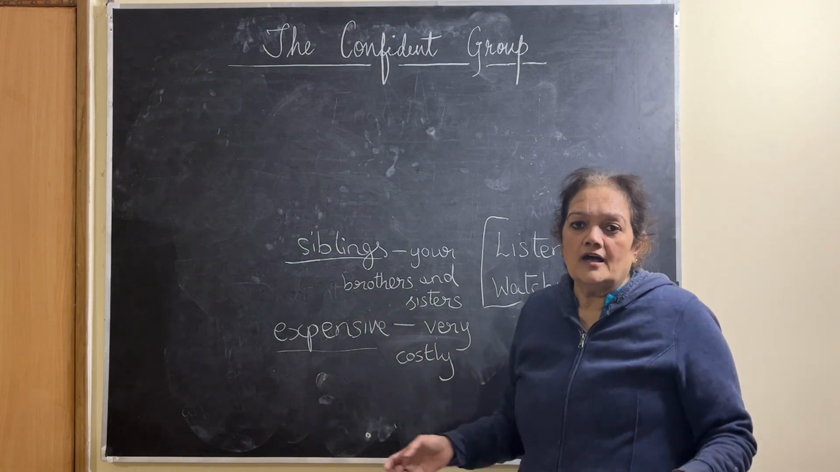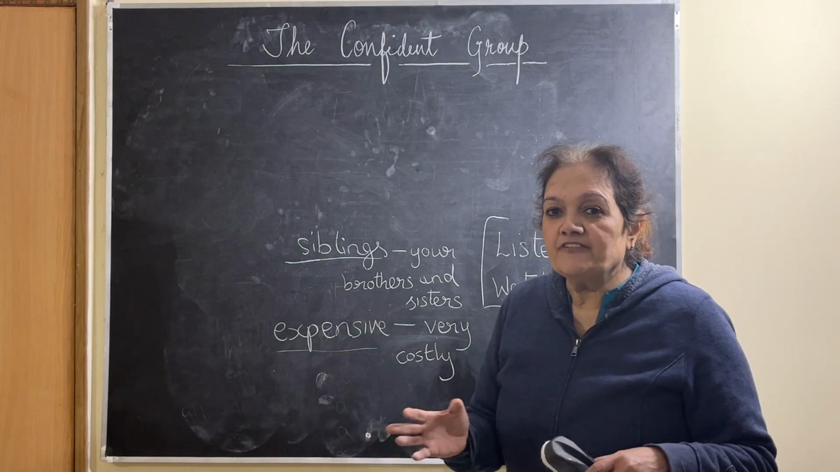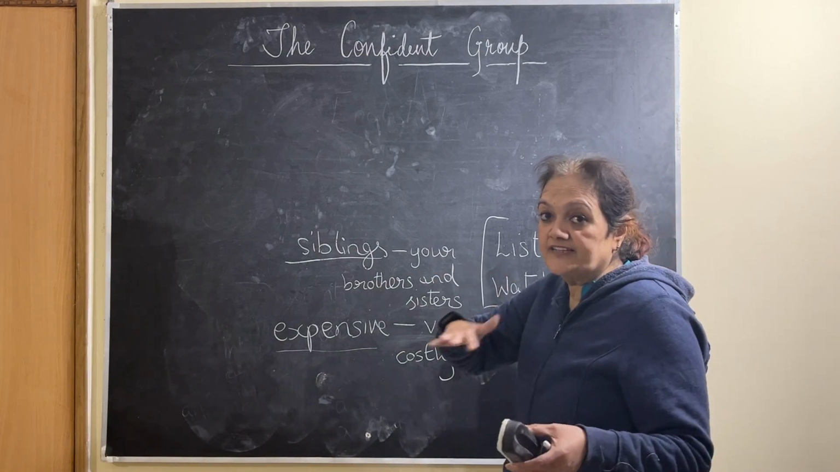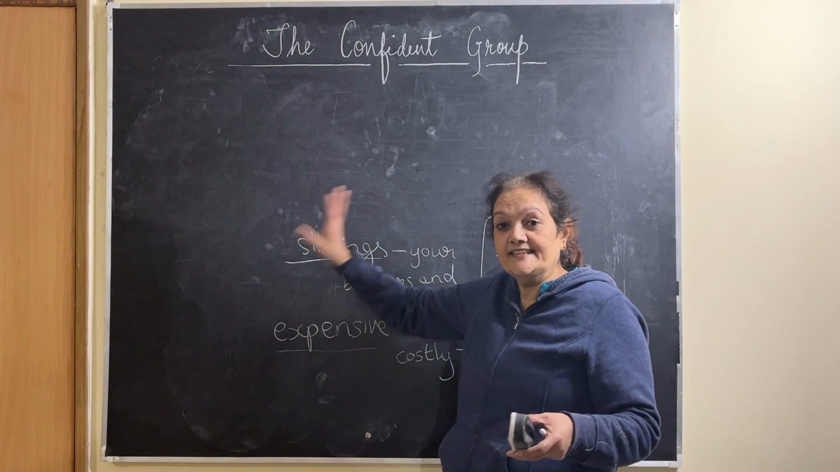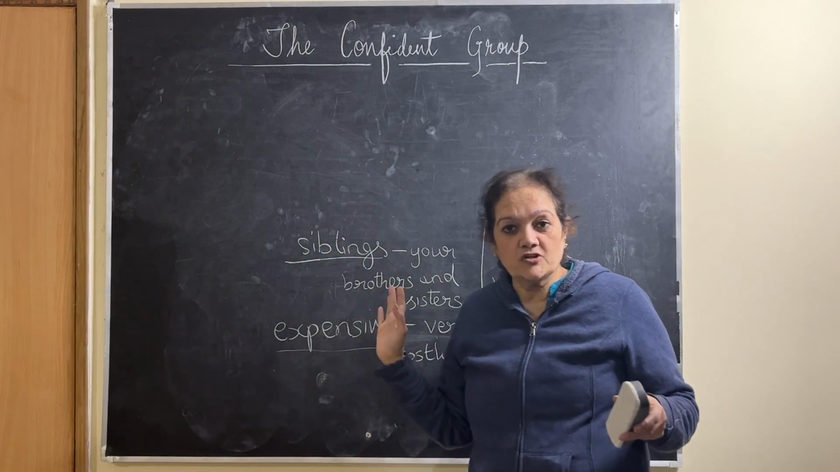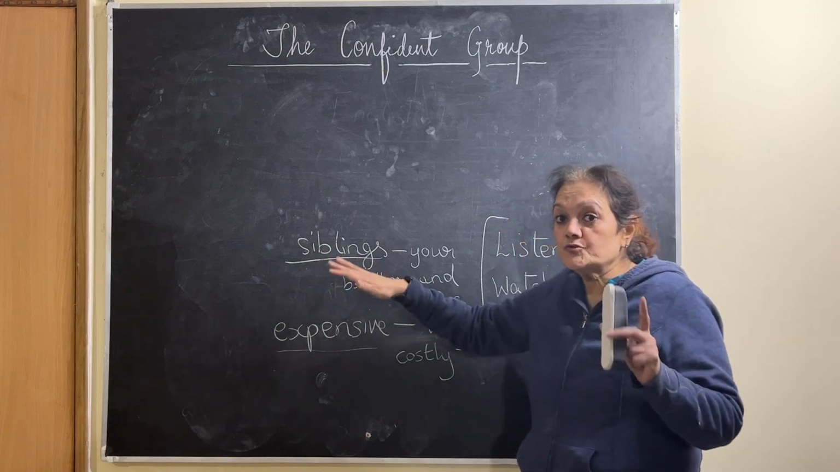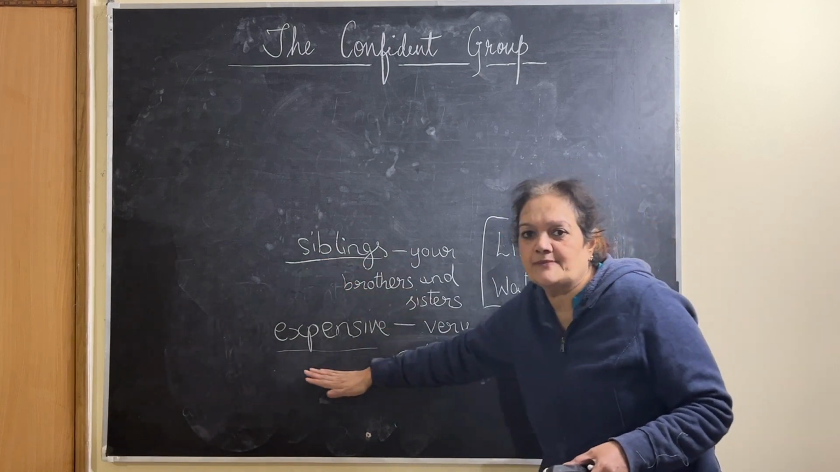So now let's sum up by having a quick brush up. Let me brush up with what we have done today. This and that, these and those. That was for singular and plural. And then we learned two new words, siblings and expensive.